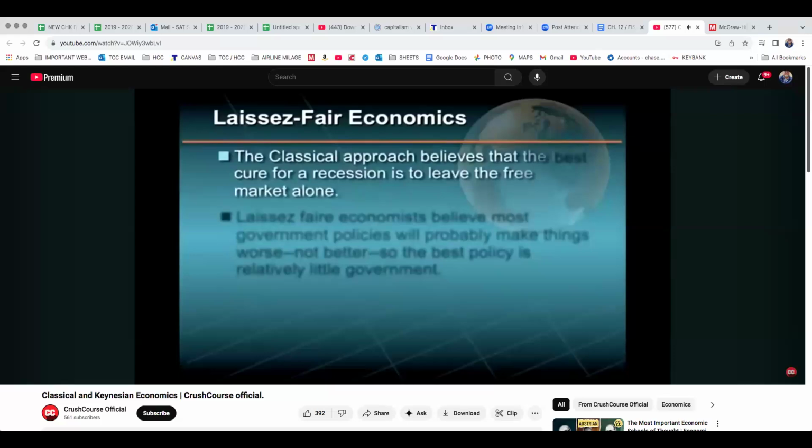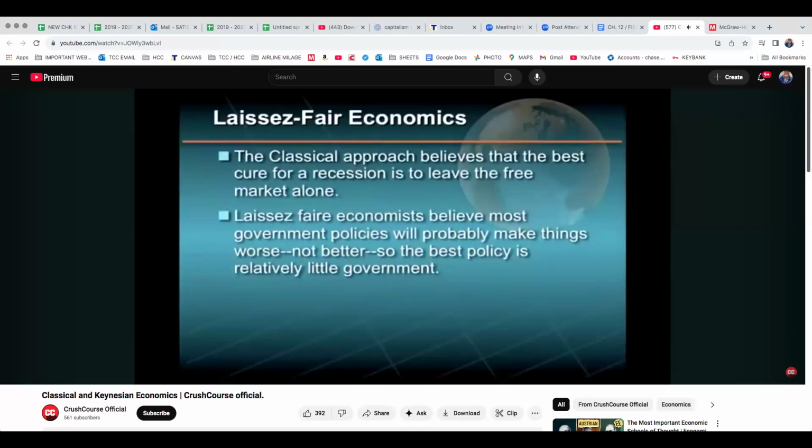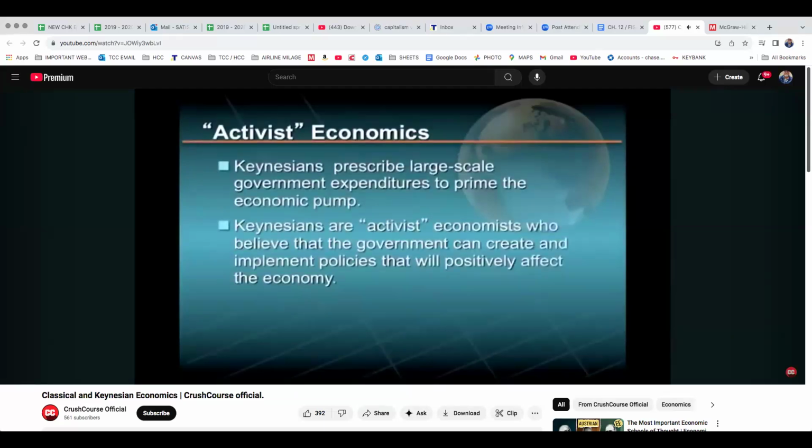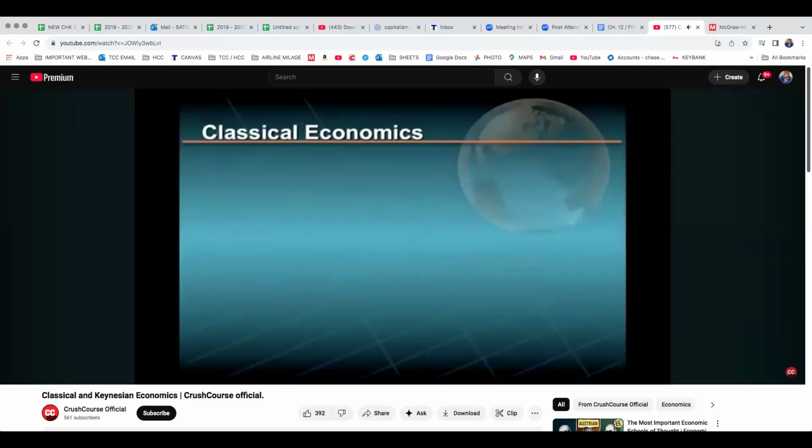You can see now why this debate is so important. One school of economics, the classical approach, believes that the best cure for a recession is to leave the free market alone. This approach is also known as laissez-faire, and laissez-faire economists are those who believe that most government policies will probably make things worse, not better, so the best policy is relatively little government. On the other hand, the other school, the Keynesians, prescribes large-scale government expenditures to prime the economic pump. Keynesians typically are activist economists who believe that the government can create and implement policies that will positively affect the economy. To frame this debate, let's start with classical economics.